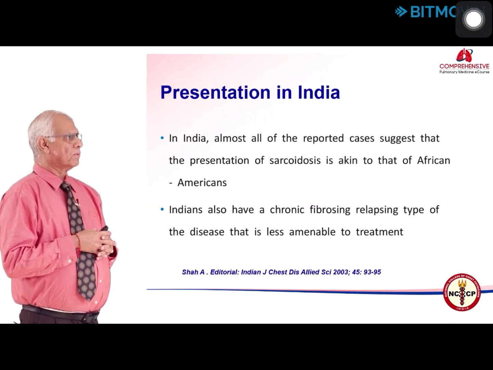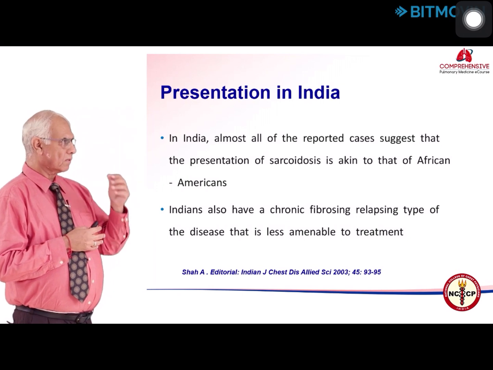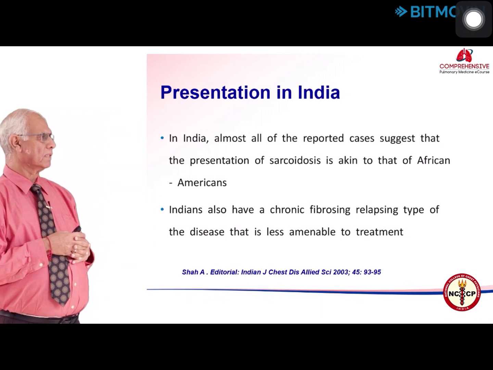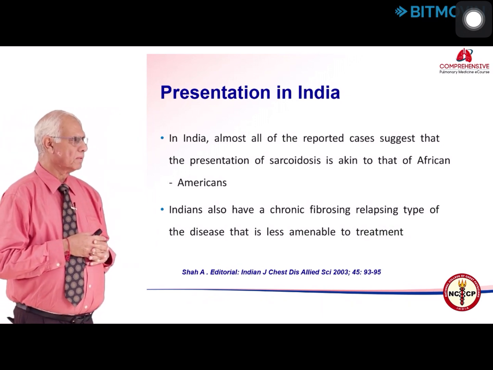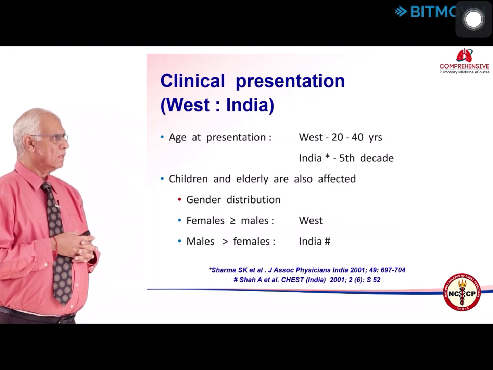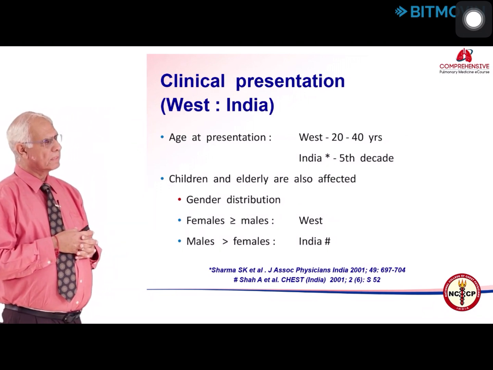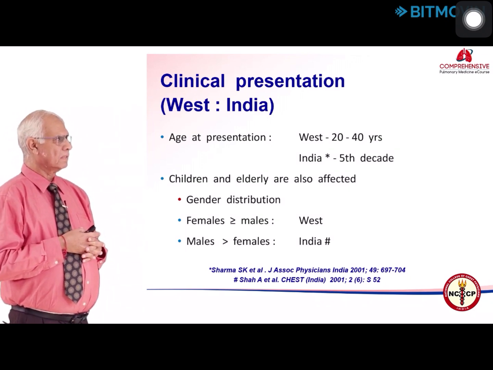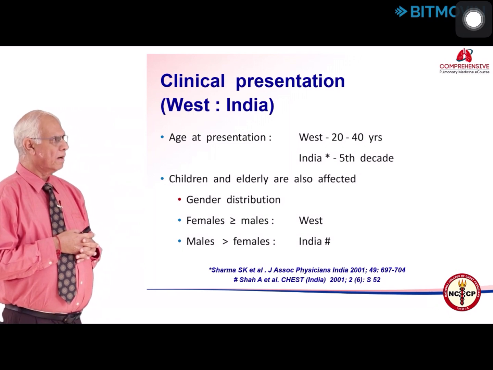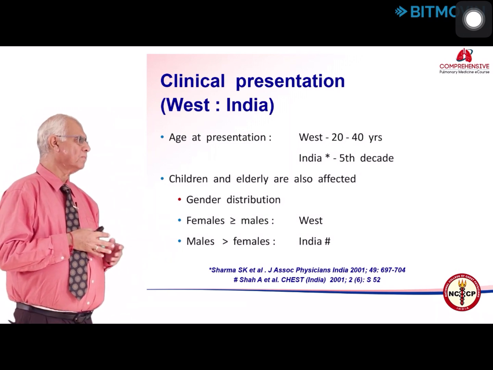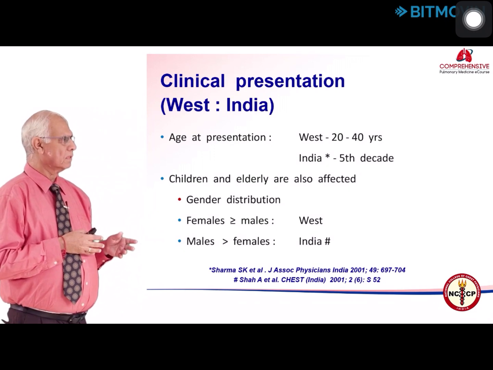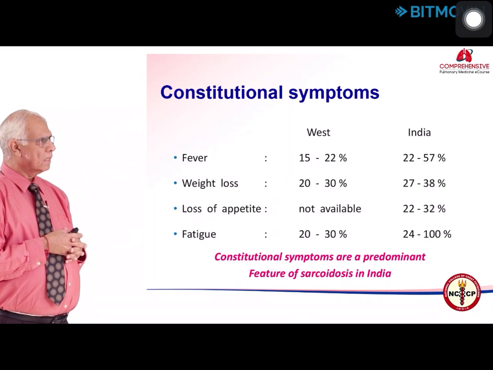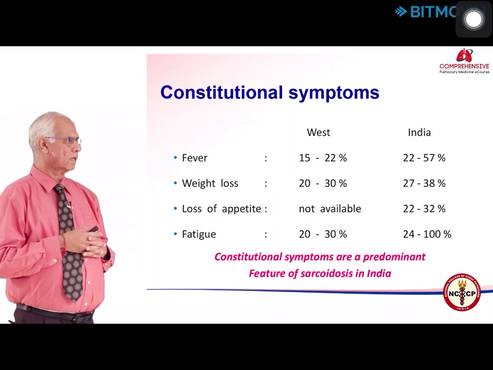In India, almost all the reported cases suggest that the presentation of sarcoidosis is akin to that of African Americans. Indians also have a chronic fibrosing relapsing type of disease that is less amenable to treatment. Most of our patients are in the 5th decade, about 10 years older than patients in the West. Children and elderly are also affected in India, but in the West it is females who are more affected, while in India the data shows that males are more affected than females. Now, this is one of the hallmarks of sarcoidosis in India.